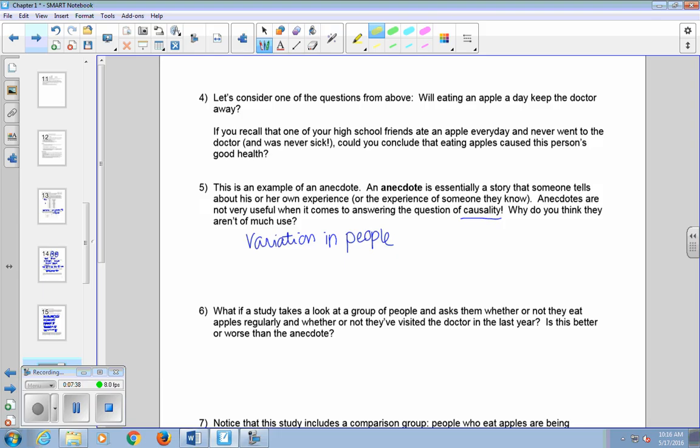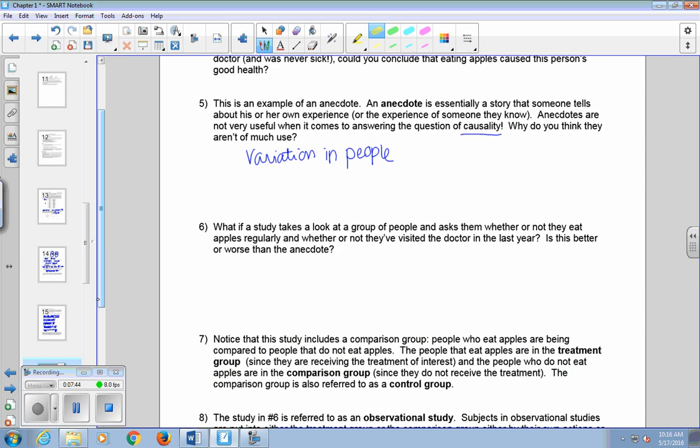So we cannot determine causality from anecdotal evidence. But what if a study takes a look at a group of people and asks them whether or not they eat apples regularly and whether they visit a doctor? Is this better or worse than anecdotal evidence? Well, this would be better, but still not perfect.